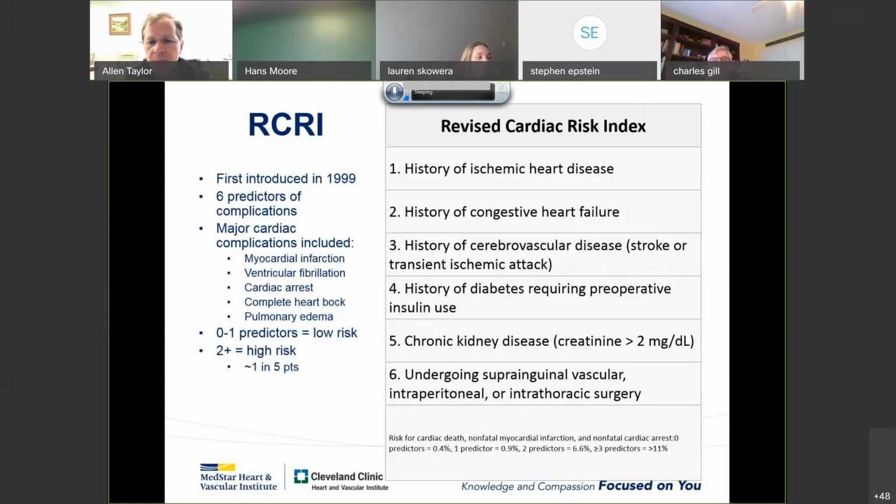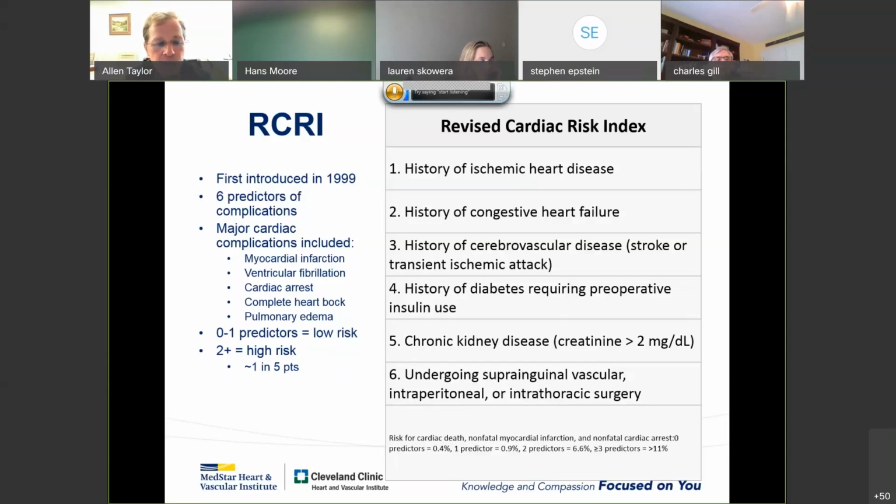They are the history of ischemic heart disease, a history of CHF, history of cerebrovascular disease, either stroke or TIA, diabetes requiring preoperative insulin use, CKD defined as a creatinine greater than 2, and if there were certain types of surgery such as suprainguinal vascular, intraperitoneal, or intrathoracic surgery. And those 6 factors were used to predict 5 principal cardiovascular outcomes, which included MI, VFib, cardiac arrest, complete heart block, and pulmonary edema. Note that mortality is not on this list.